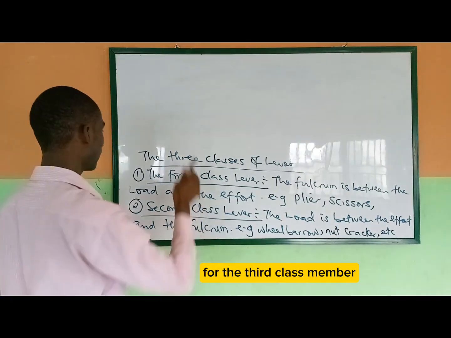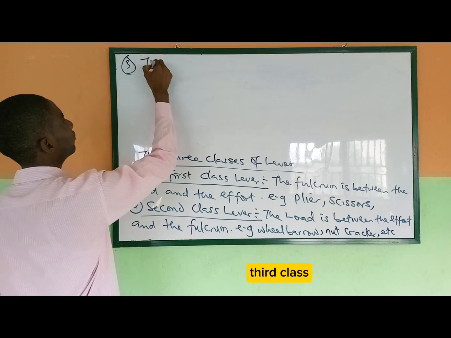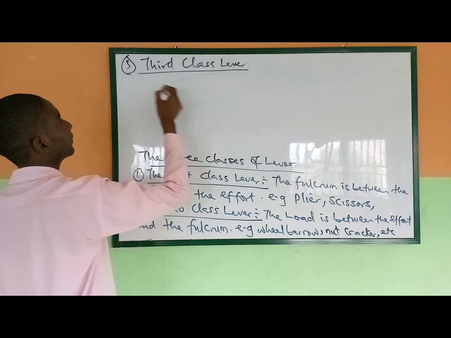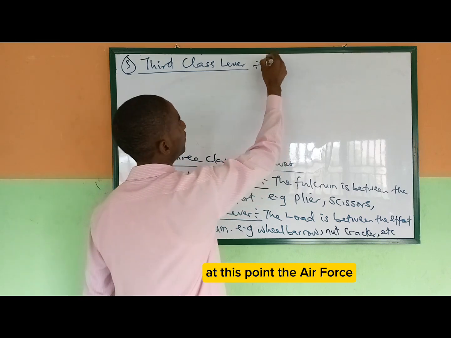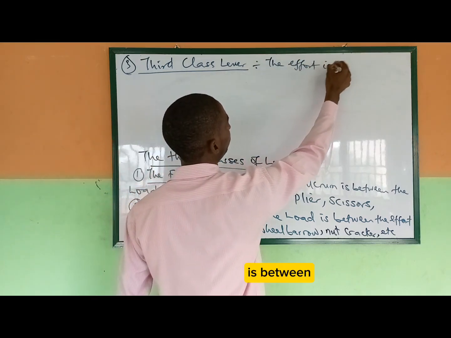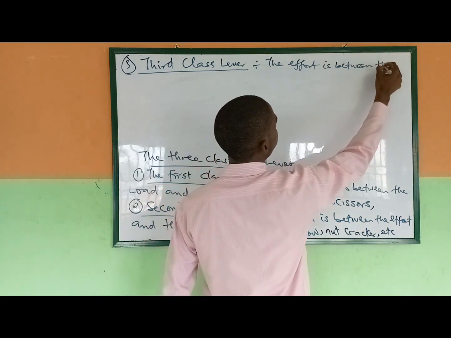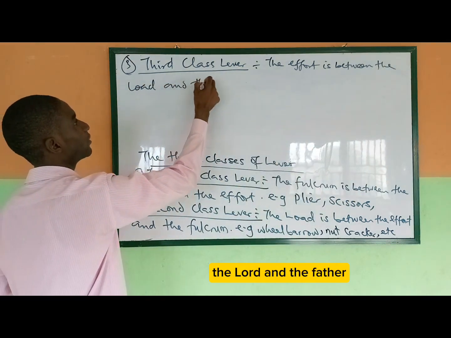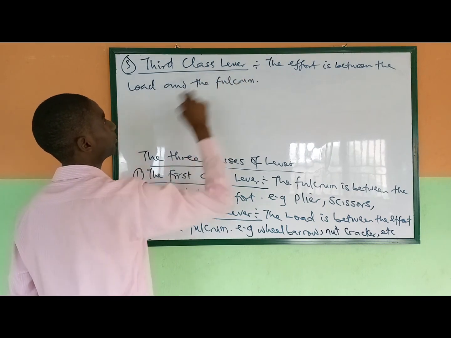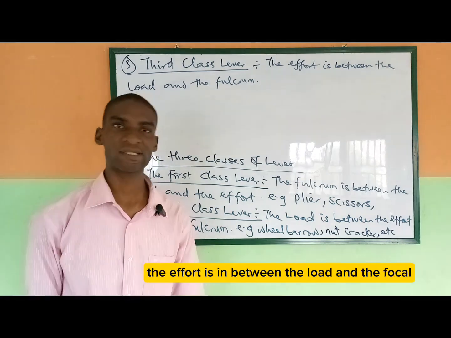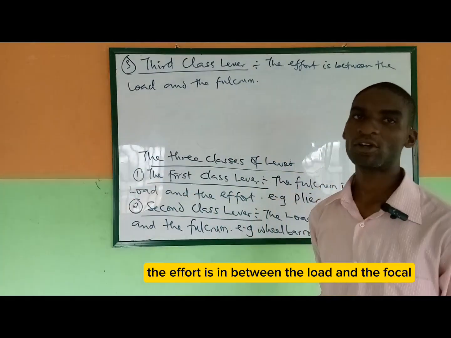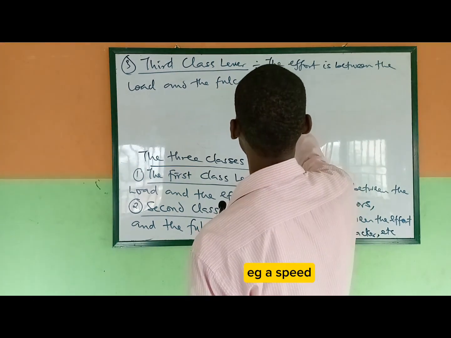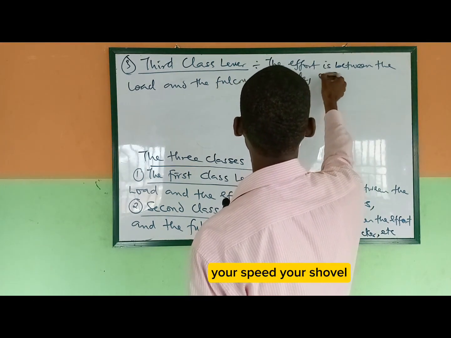Now for the third class lever, third class. At this point, the effort is between the load and the fulcrum. So for a third class lever, the effort is in between the load and the fulcrum. Let me give you an example. If you look at your shovel or a spade, e.g. a spade, a shovel.